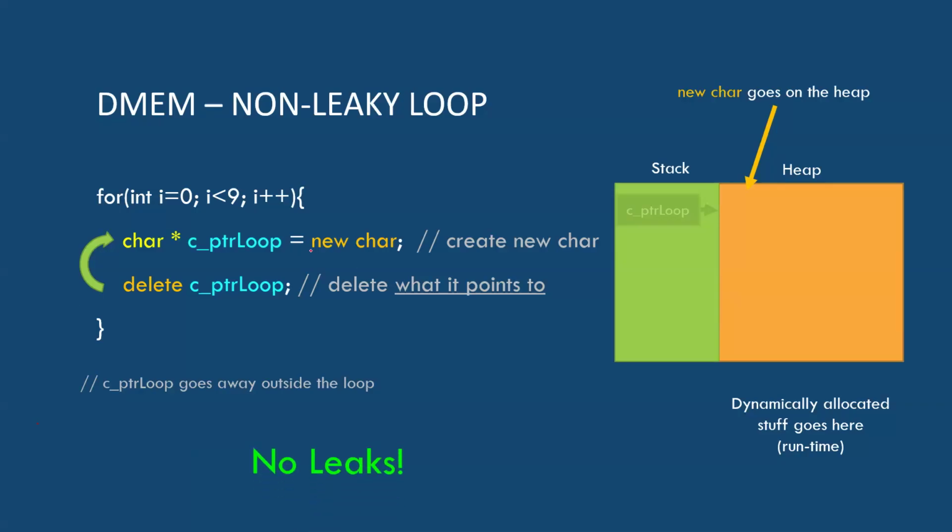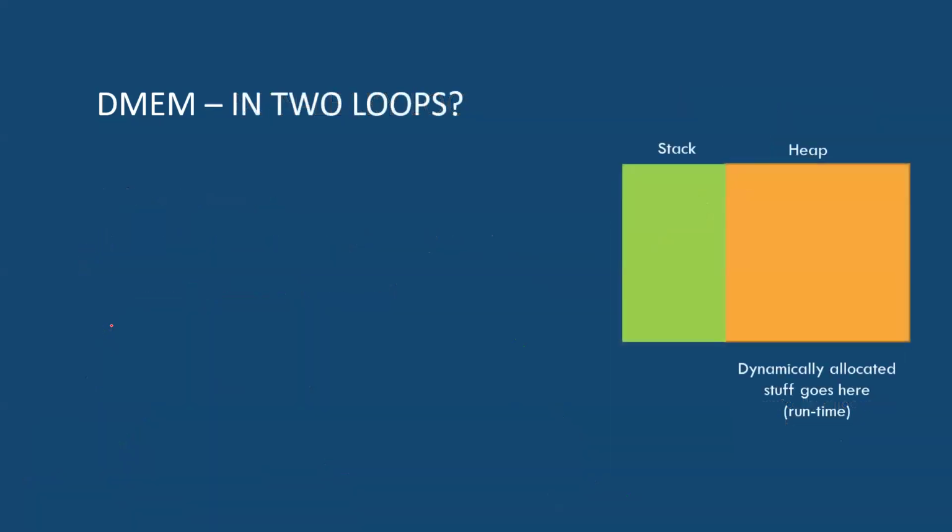So if we create with a new, we must delete with a delete, okay? That's the moral of the story. For every one of these, there must be one of those, okay? And we only need to delete things that are pointed to by some address, okay? So notice that delete does not delete this. That goes away because of our curly brace, okay?